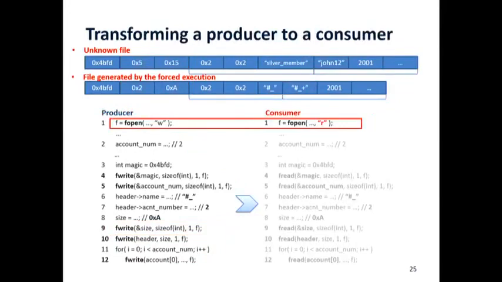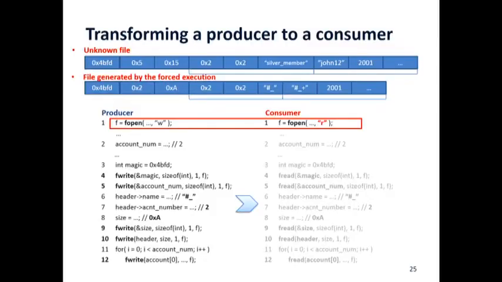So now I'm going to talk about how we solve this problem. We have the producer program on the left side and the consumer program on the right side. The basic idea of the P2C is we try to find all the write operations and transform them into the symmetric read operations. So let's begin from the first line. When the producer tries to open a file to write something, we transform it to the symmetric read operation, which is fopen for read.